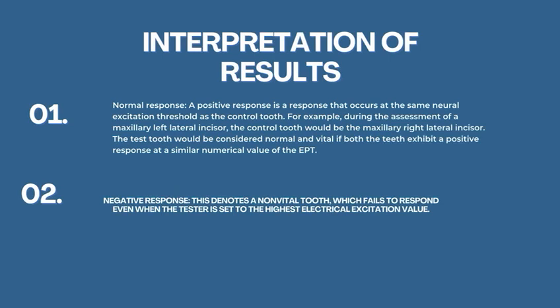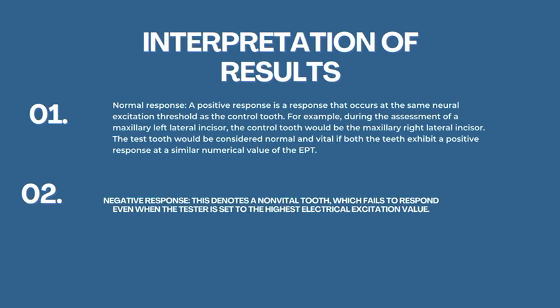Interpretation of the results. The first result may be the normal response, that is a positive response that occurs at the same neural excitation threshold as the control tooth. For example, during the assessment of the maxillary left lateral incisor, the control tooth would be the maxillary right lateral incisor. The test tooth would be considered normal and vital if both teeth exhibit a positive response at a similar numerical value. And the second is the negative response.